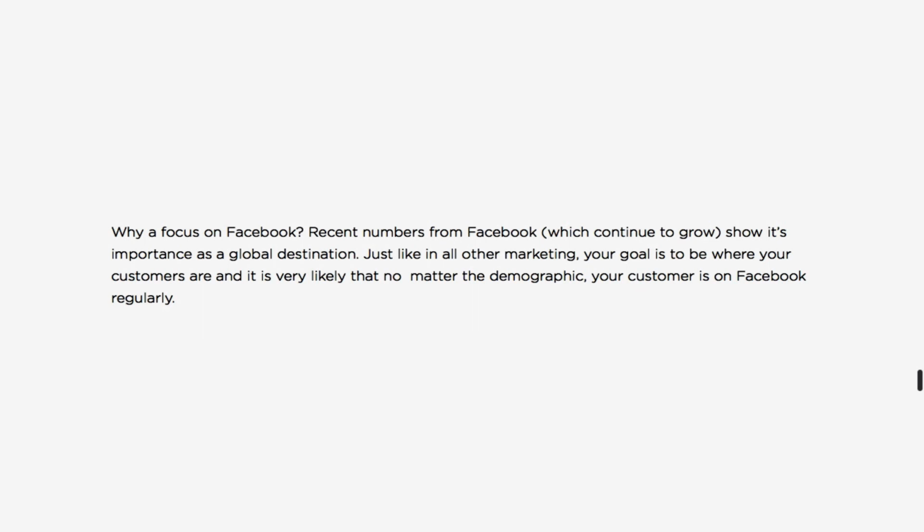But many small businesses today are pressed for time. And for a small business who is just learning the world of social media marketing and content marketing, it makes sense to start with Facebook as your main platform and learn from there. The reason is simple. Just like in all other marketing, your goal is to be where your customers are. It is very likely that no matter what demographic you are serving, men or women, old or young, whether you're in the UK or the US, your customer is likely on Facebook regularly.